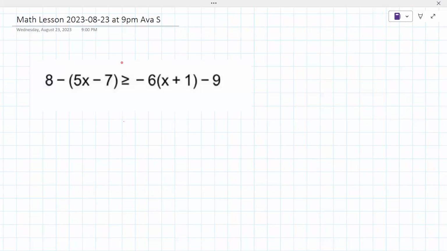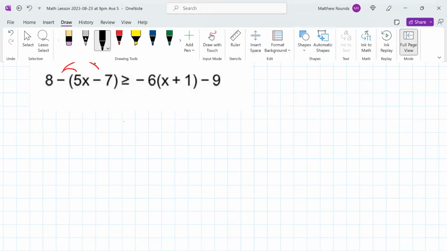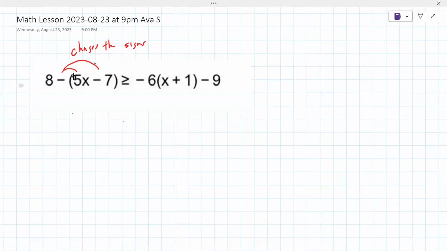And I think because it's maybe an inequality, you forget that it's really the same rules that you always have, which is that this negative distributes into both terms here, and it changes the sign. What I mean by that is this: if the 5x is really positive, then it's -7. The positive 5x becomes negative, the -7 becomes positive. So that's 8 minus 5x plus 7. Does that look okay to you, or do you feel like you need some more explanation on that? No, that looks good to me.